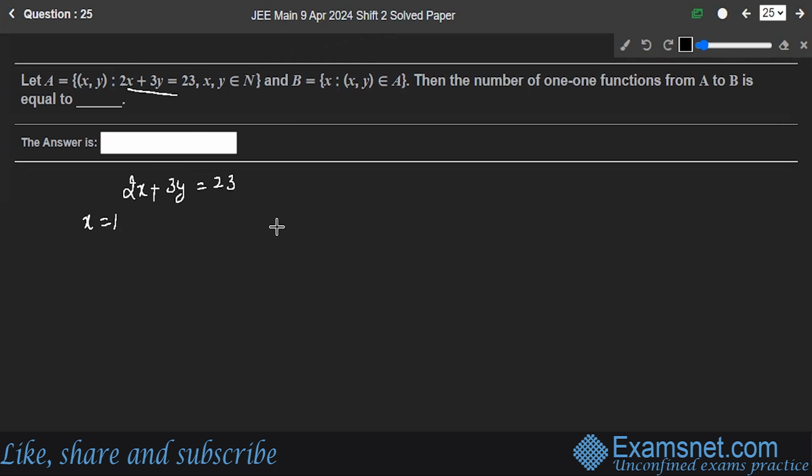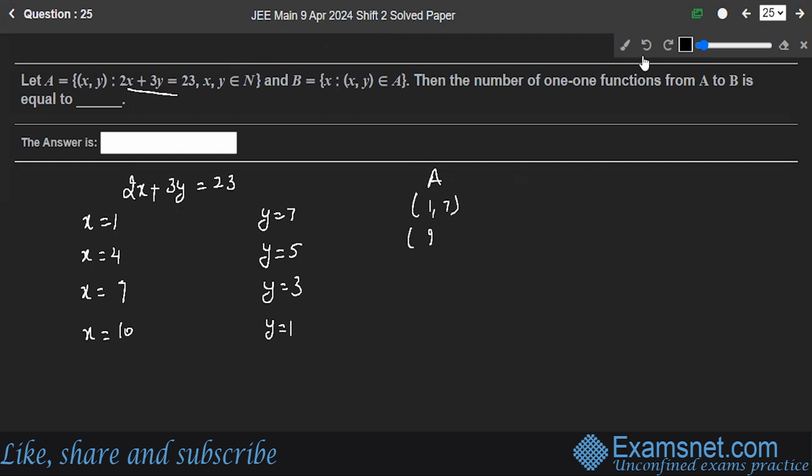If I take x is equal to 1, you will get the corresponding y value as 7. If I take x is equal to 4, y will be 5. X is equal to 7, then y will be equal to 3. And if I take x as 10, y will be equal to 1. Okay, so that means A will have the ordered pairs (1, 7), (4, 5), (7, 3), and (10, 1).